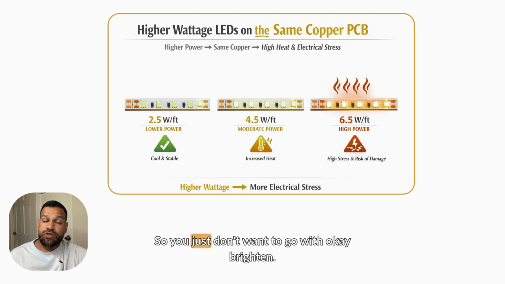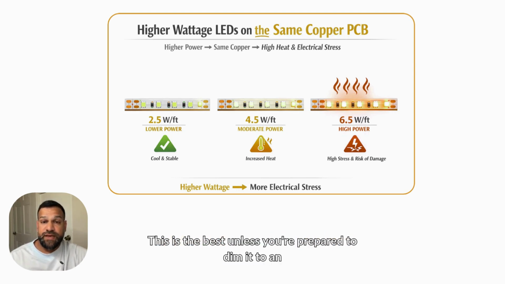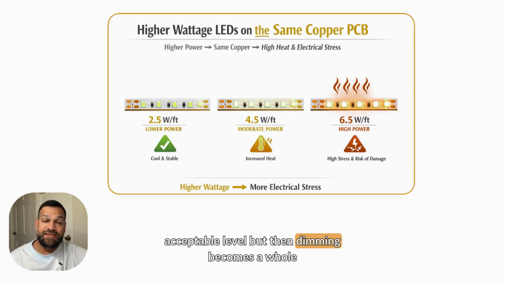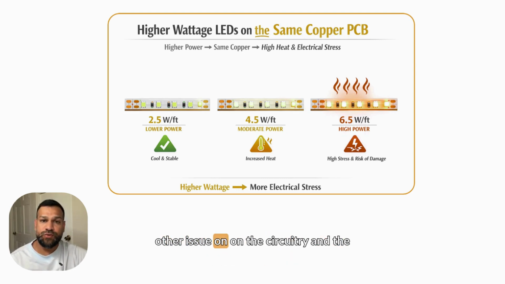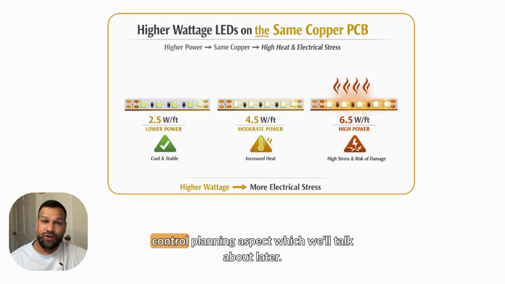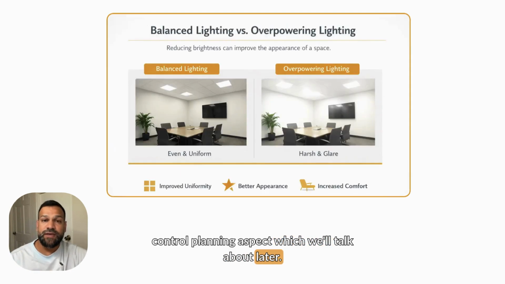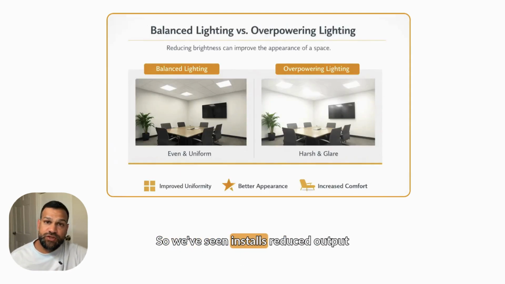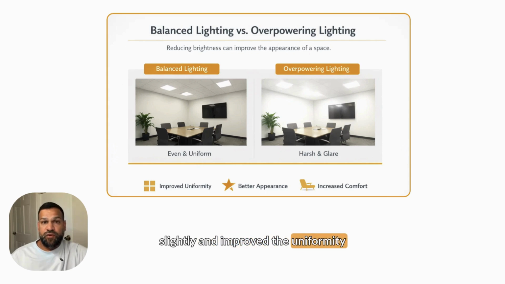So you just don't want to go with, okay, brightness is the best, unless you're prepared to dim it to an acceptable level. But then dimming becomes a whole other issue on the circuitry and the control planning aspect, which we'll talk about later. So we've seen installs reduce output slightly and improve the uniformity and end up with a better looking space.